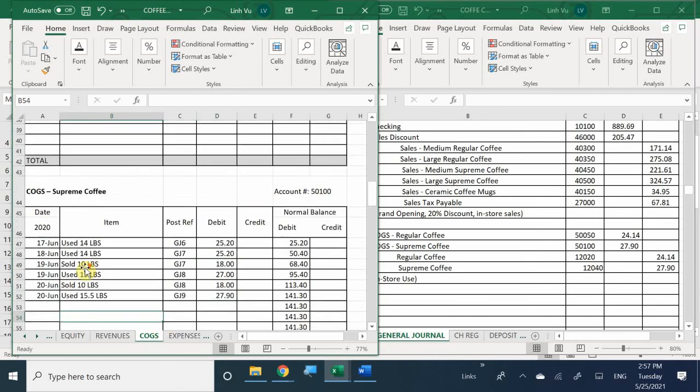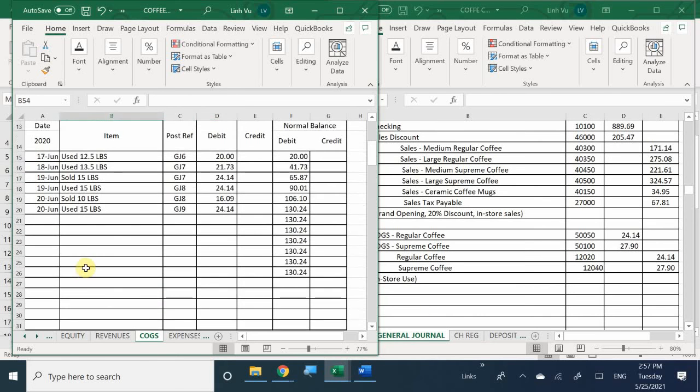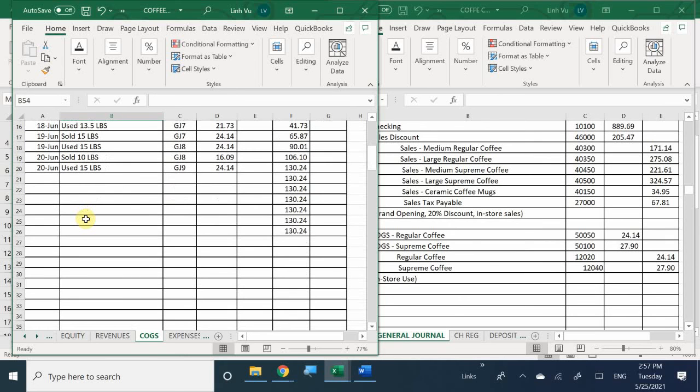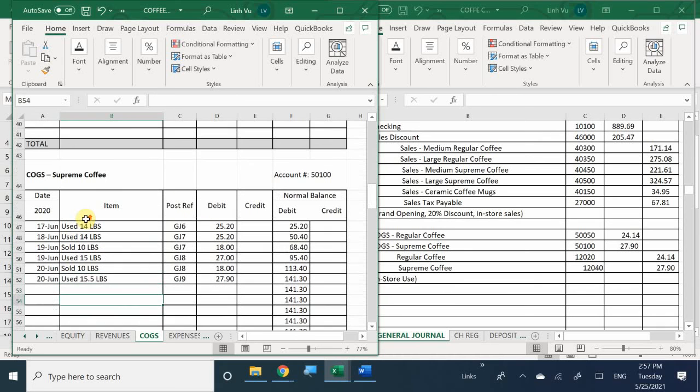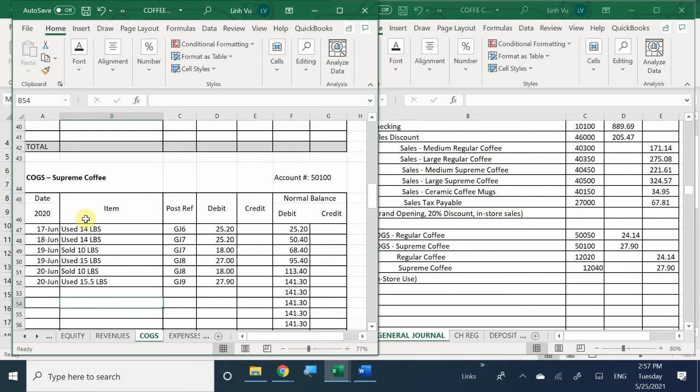I'm gonna double check my work up here because I don't know if I put sold. No, I put used. Okay. Where are you stuck, or where did you leave off? I'm on Supreme Coffee. Okay, perfect. At first, I wrote my regular under Supreme, so I had to change it. Okay, that's okay. Okay, I'm good. Thank you. All right.